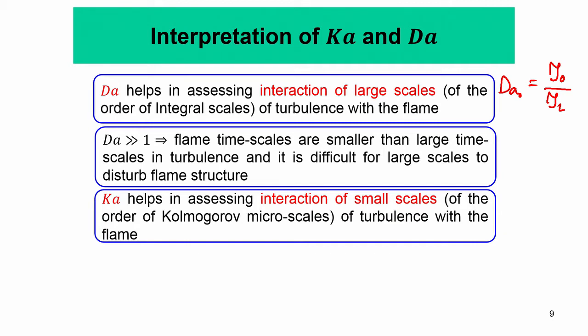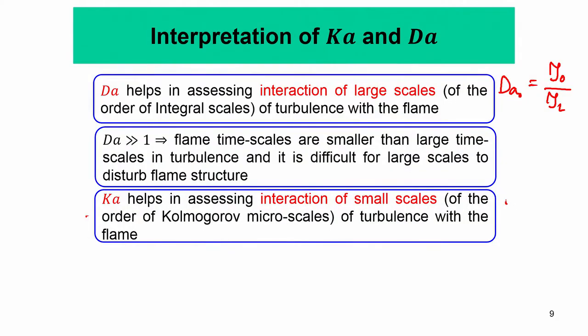So, when the Damköhler number is less than 1, it essentially means that the flame-turbulence interaction can become very strong, and the interaction can span from the integral size eddies down to the smallest scales in turbulence. Whereas the Karlovitz number, it is interesting, it helps in assessing the interaction of small scales of turbulence with the flame, because the Karlovitz number is essentially, if you remember, the flame time scale divided by the Kolmogorov time scale.